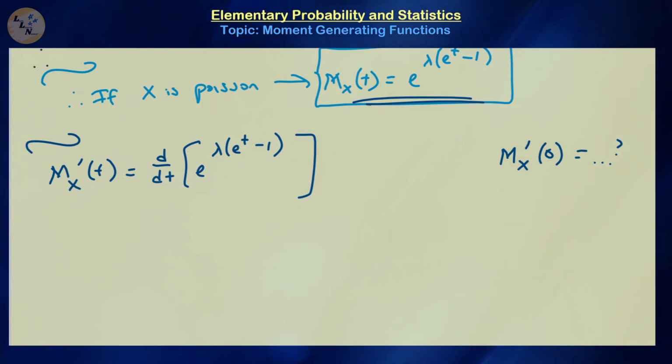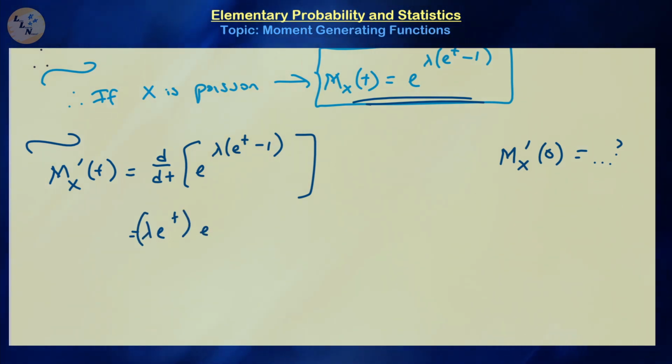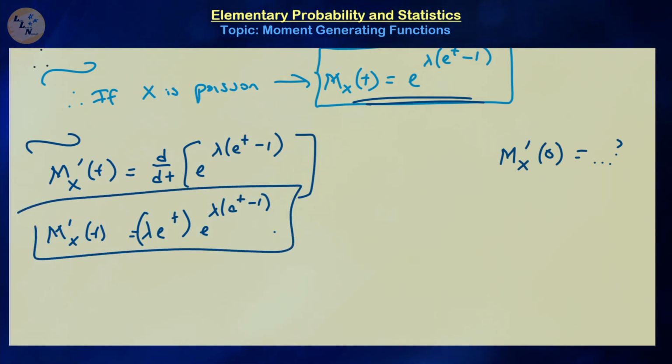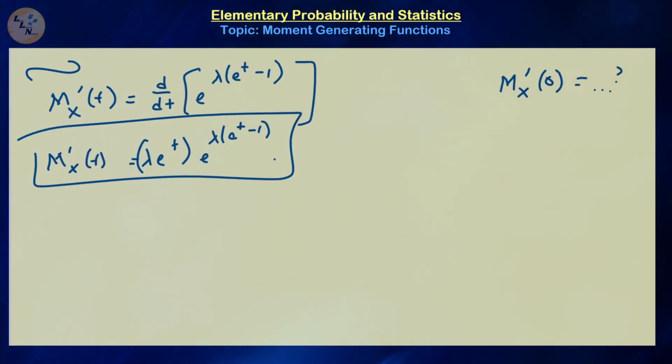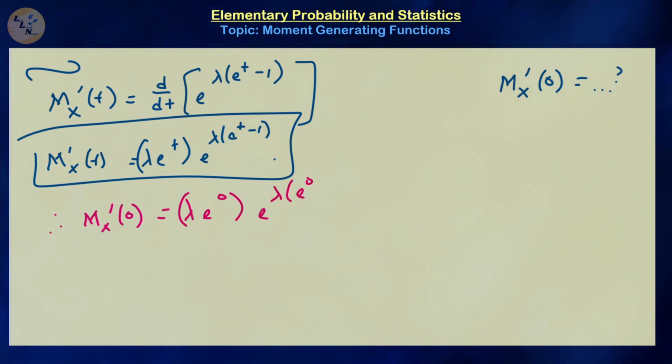This is just going to be a chain rule. So this is going to be equal to lambda e to the t times e to the lambda e to the t minus 1. That's it. That's going to be our chain rule, so that is the derivative of our moment generating function. Now I'm just going to evaluate this at 0. We already should know what the first moment of a Poisson random variable is. It should just give us lambda. So what do we see? M_X prime of 0 is going to be lambda e to the 0 times e to the lambda times e to the 0 minus 1. E to the 0 is 1, minus 1 is 0.